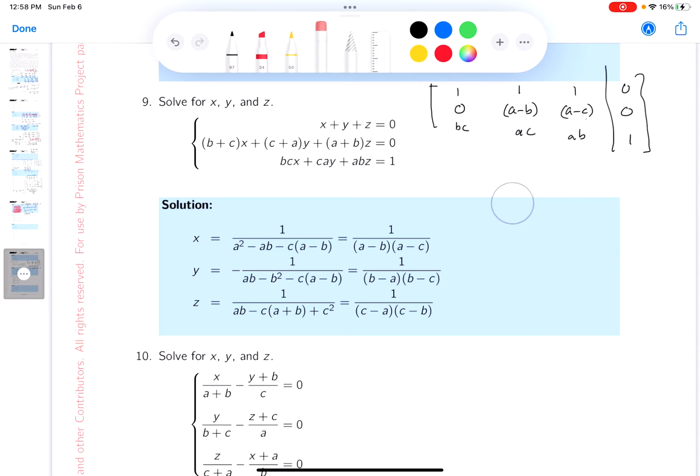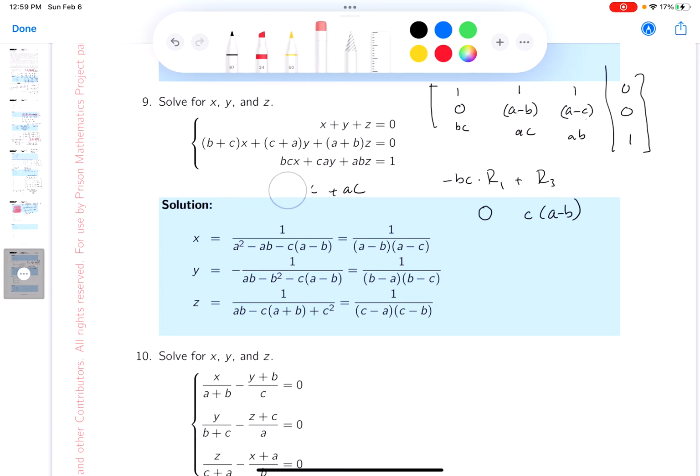I'm over with that. And again, some people do this in their head. I can't do it in my head. I have to write these things down. So now what I'm going to do is minus bc times row 1 and add it to row 3. And that's what I get. Well, you clearly get 0 first off. And then you're going to get minus bc plus ac. Well, I see that as c times a minus b.